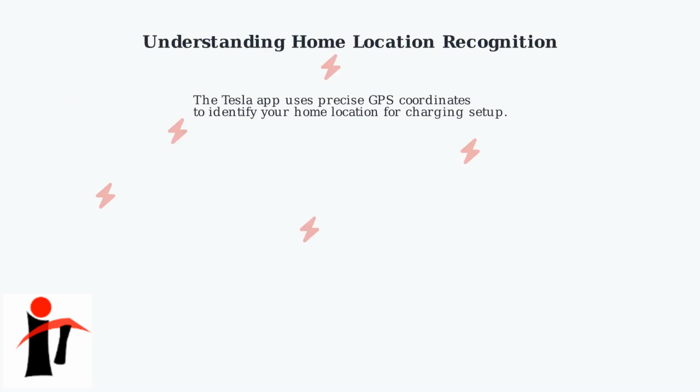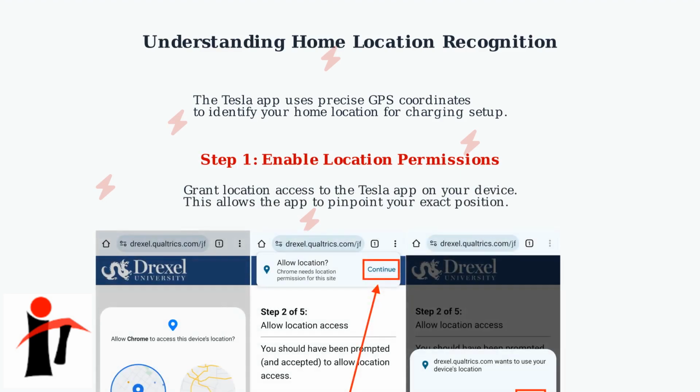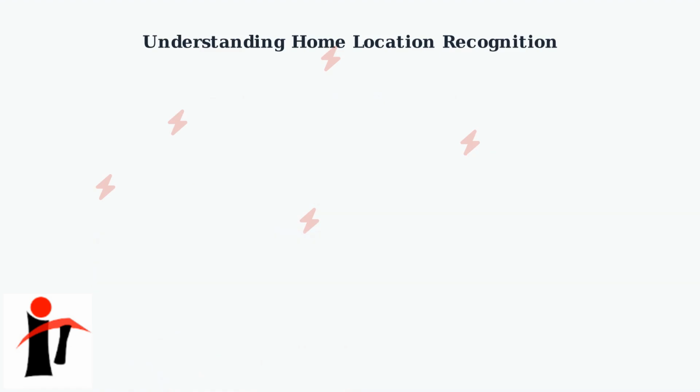The Tesla app relies on precise GPS coordinates to identify your home location for proper charging setup. GPS accuracy is crucial because it ties your vehicle's position to your account for home charging features. First, ensure location permissions are enabled for the Tesla app. Grant full location access on your device so the app can accurately track your position. Without this permission, the app cannot determine your home location.